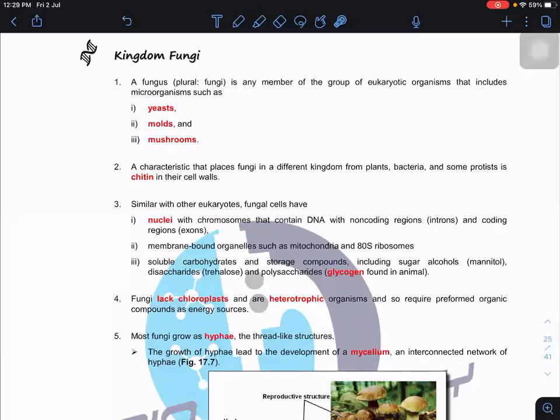Okay, kingdom fungi. Then we do have very specific features that we can describe here. All of them are fungi, members of the eukaryotic organisms, including yeast, the one we use, baker's yeast, mold, for example the black mold, bread mold, and mushrooms that we normally eat. So they belong to this kingdom fungi.